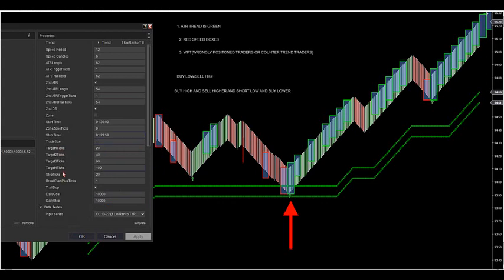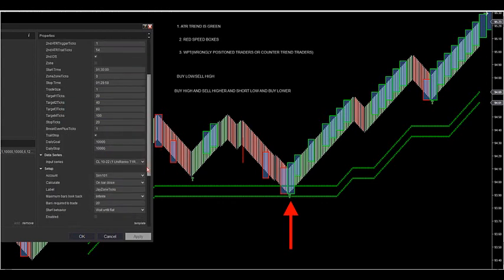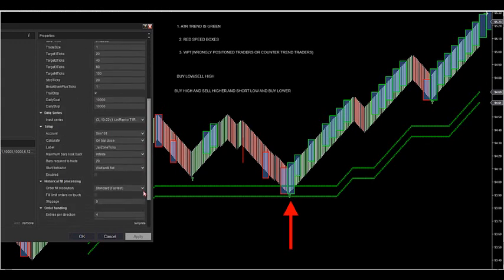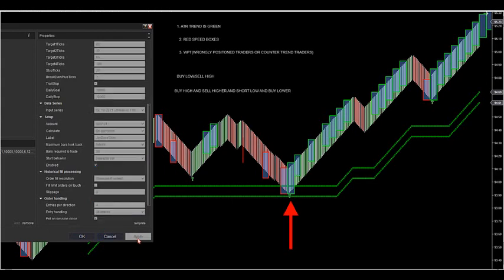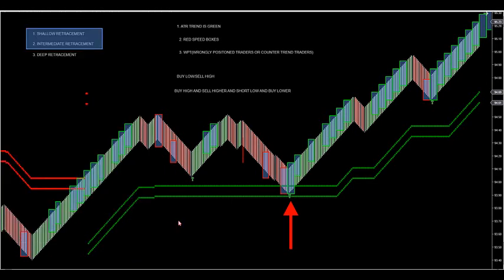But if you don't want to trade four contracts, let's say, you can go down and do entries per direction. If you change that to one, then it only gives one contract automated entry. If you change it to two, it'll be two, then three, four, five, six, etc. Just change that number and the strategy will do that accordingly. So when I turn this thing on, it's going to be four contracts. Let's take a look at it.